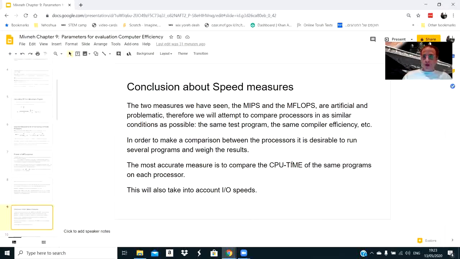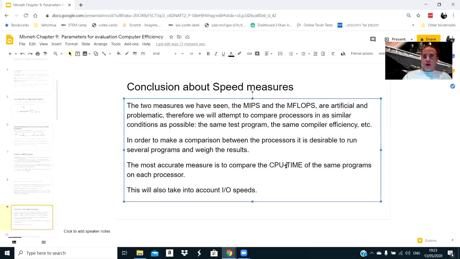Actually, this is wrong that I write CPU time, because then it won't take into account I/O. I just said CPU time. I have to check that. It should really be the runtime. It should be the runtime of the same program. Then it will take into account I/O.